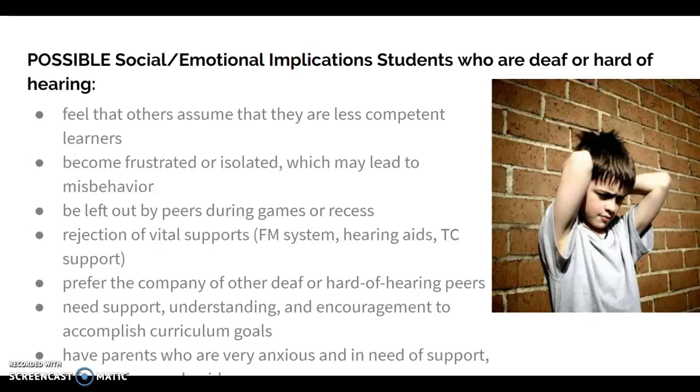Also, the parents, if your student is very young, maybe a preschool, kindergartner, first grade, parents can be anxious, and parents just want their child to be able to keep up with their peers. So we might need to have bi-monthly meetings with the parents to talk about how the student is doing. It's important to communicate with the parent, especially how the student is doing in the classroom and if there's any hearing aid, cochlear implant, FM issues.